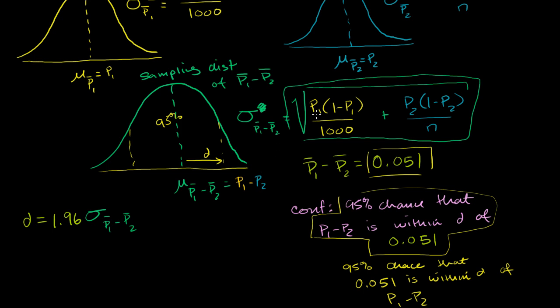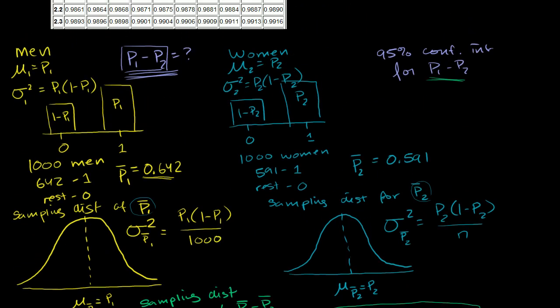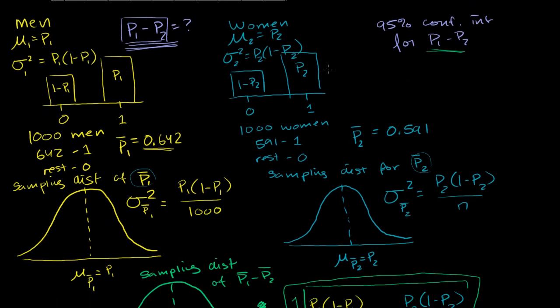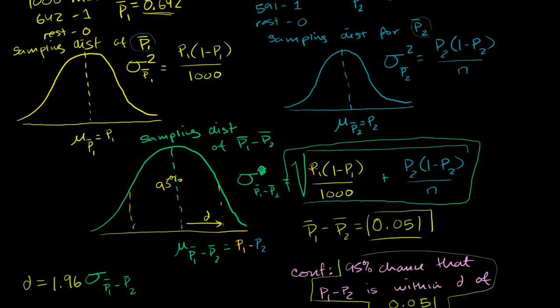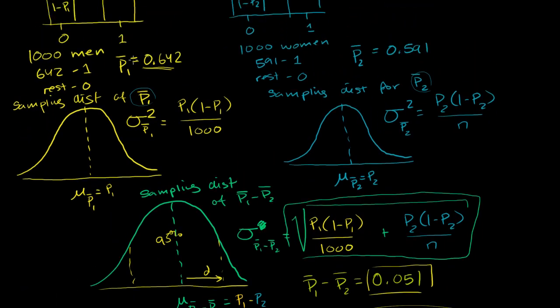Now we have a problem. We don't know the true parameters p1 and p2. We don't know the true population parameters. That's part of the problem. We're trying to figure out, is there a meaningful difference between p1 and p2? But since our sample size is large, we can estimate p1 and p2 with our sample proportions.